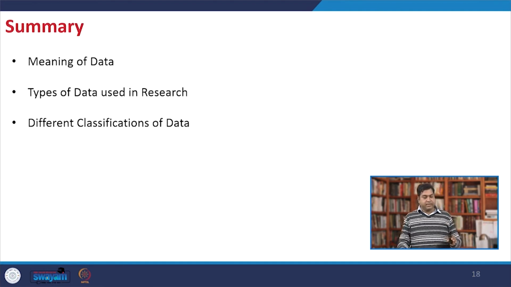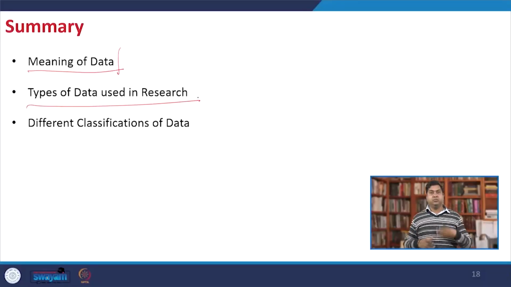So let us summarize at this particular point that data is an integral part of our research, and depending on the need, either we have to go for primary data collection or else we have to rely on secondary information and extract the relevant information which will be useful for my research. Then the type of data depending on the nature, whether it is qualitative, quantitative, discrete or continuous, and then the measurement scales that we discussed: the nominal, ordinal, interval and ratio.